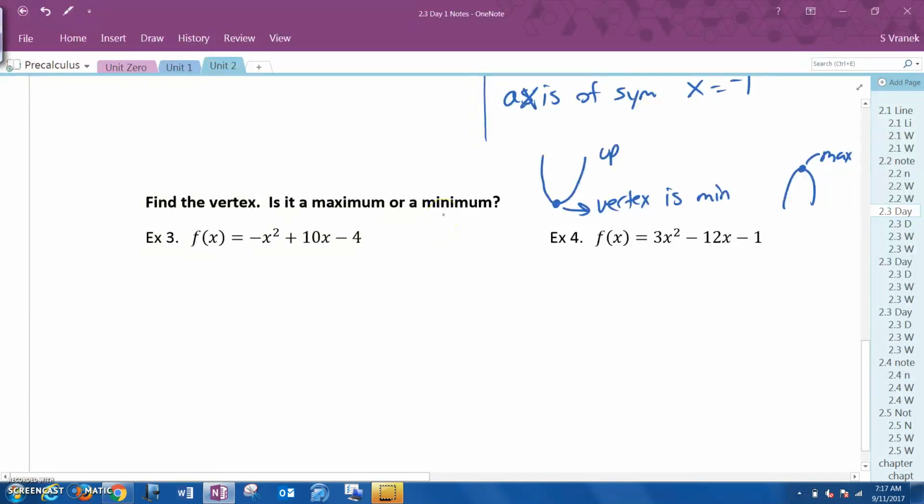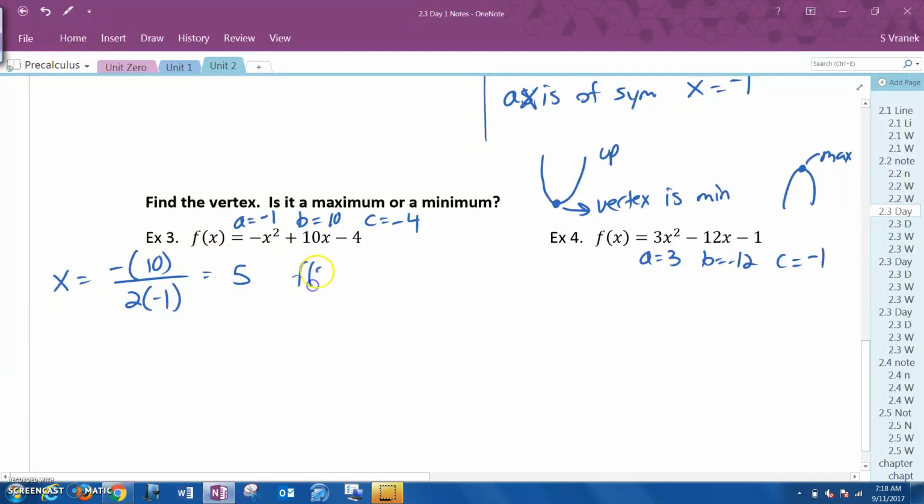So for these two, let's write out our letters first. A equals -1, B equals 10, and C equals -4. Here we have A equals 3, B equals -12, and C equals -1. So let's find our vertex. The first thing you have to do is find the x-coordinate, which is -b, which is -10, over 2 times A, which is -1. So we get -10 over -2, which is +5. So now you have to find f of 5.